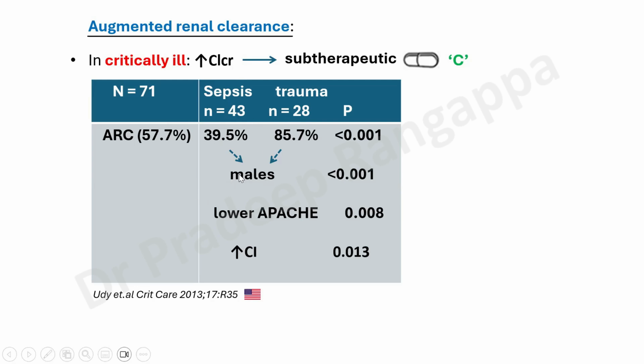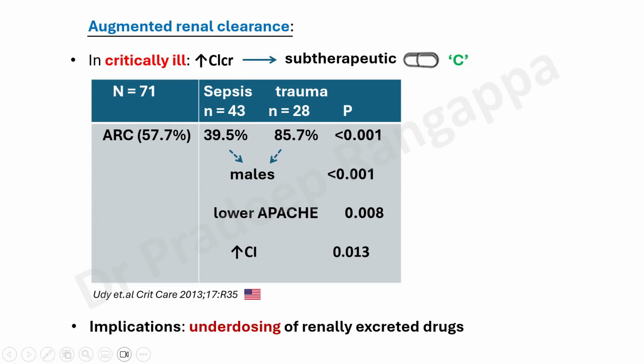So the typical patients where there is an increase in augmented renal clearance are young patients with a hyperdynamic state, with sepsis or burns, and APACHE scores where they are not very, very sick, lower APACHE, and all these patients had a high cardiac index.